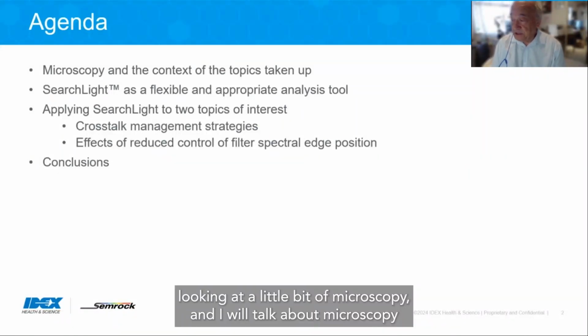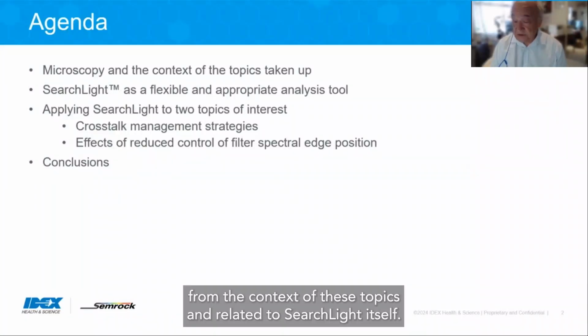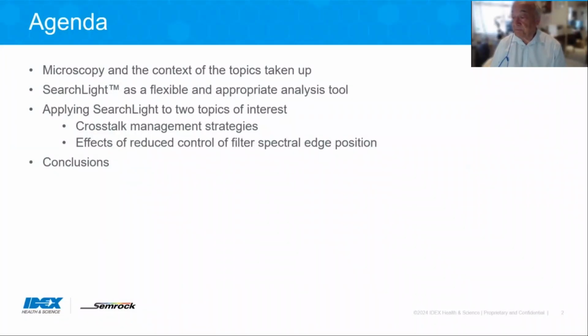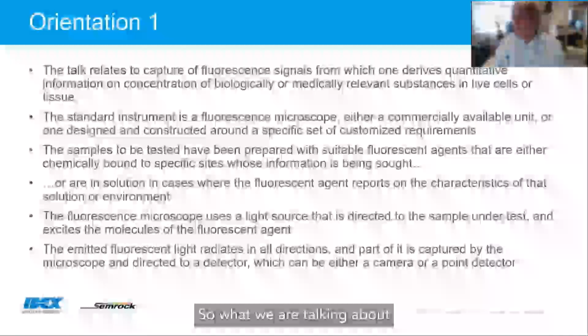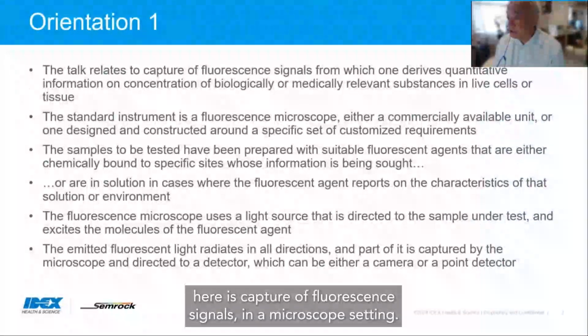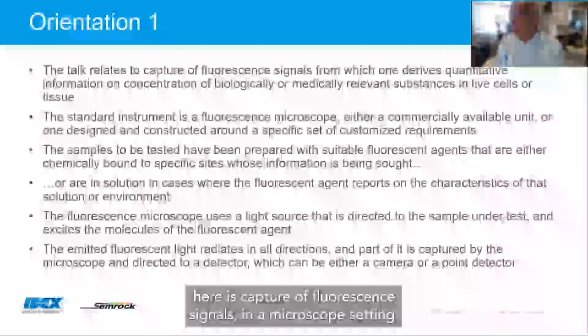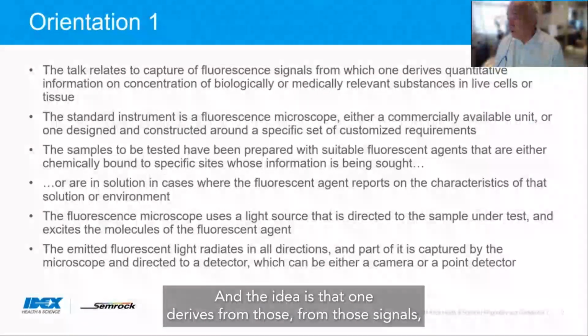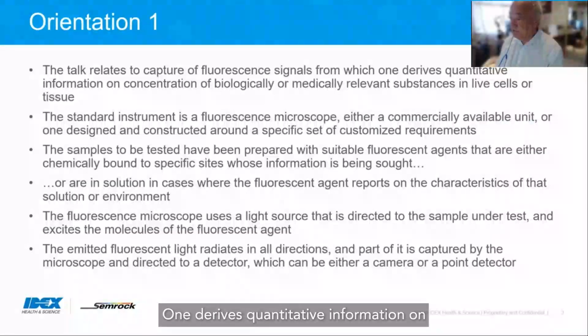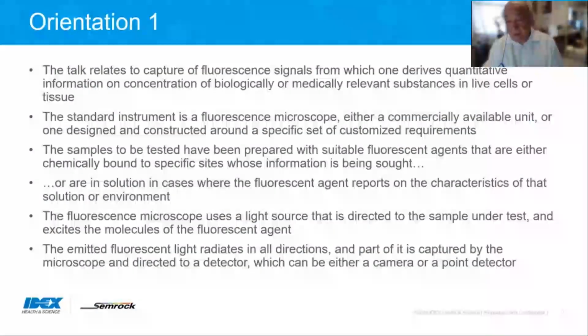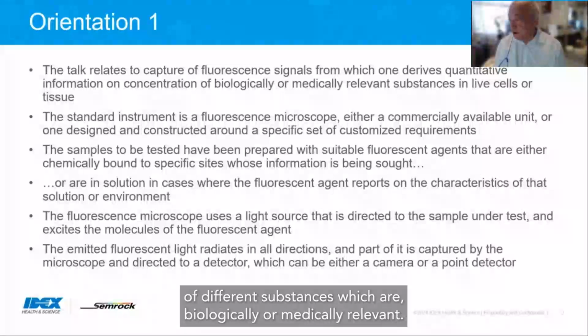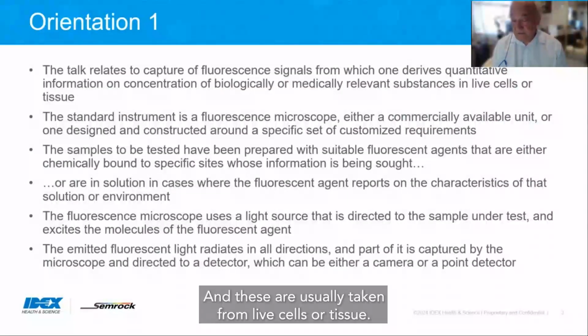looking a little bit at microscopy, and I will talk about microscopy from the context of these topics and related to SearchLight itself. So what we are talking about here is capture of fluorescent signals in a microscope setting. And the idea is that one derives from those signals, or from the images, quantitative information on the presence, absence, concentration, etc., of different substances which are biologically or medically relevant. And these are usually taken from live cells or tissue.